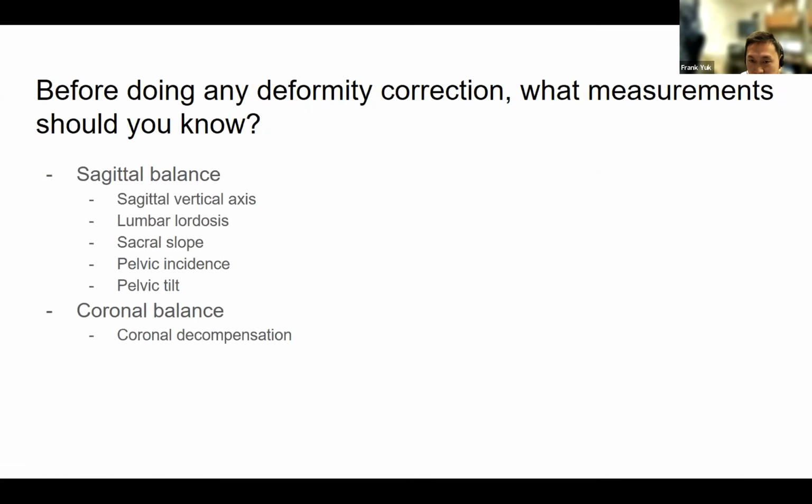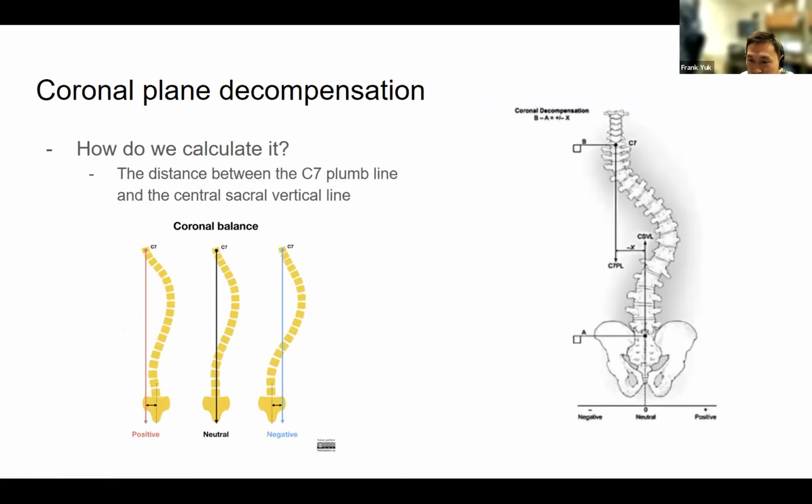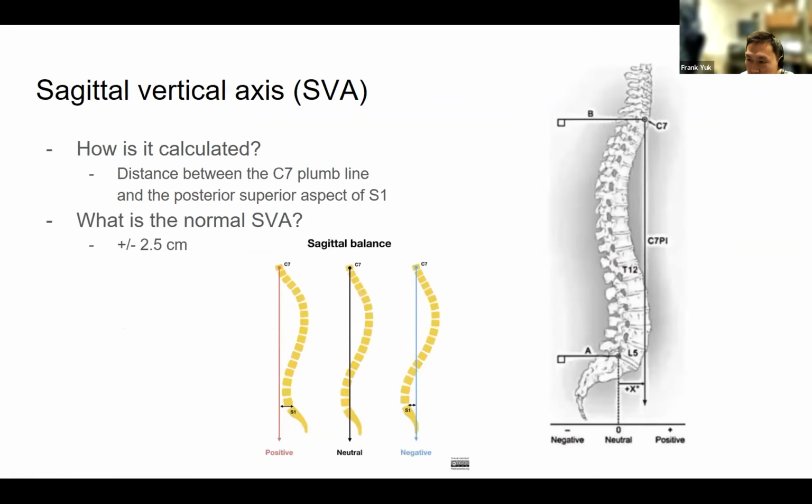So we've been through this multiple times, so we can just fly through this. The coronal plane decompensation is the distance between the C7 plumb line and the central sacral vertical line. This shows you which plane, whether to the right or left, they're coronally imbalanced. The SVA, or sagittal vertical axis: you drop a plumb line from C7, and then you measure the distance from that plumb line to the posterior superior aspect of S1. This should be within plus or minus 2.5 centimeters, but we'll get to that later.